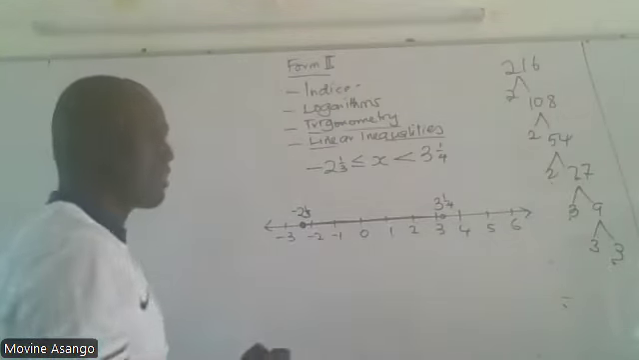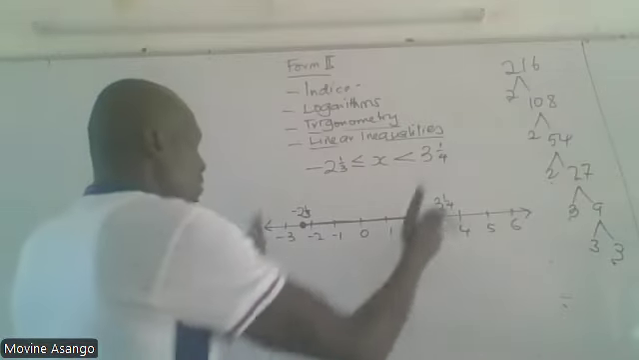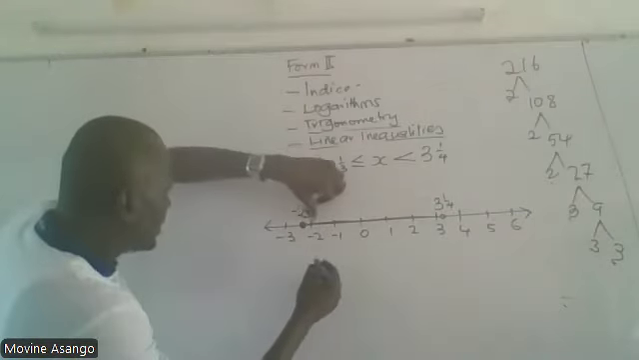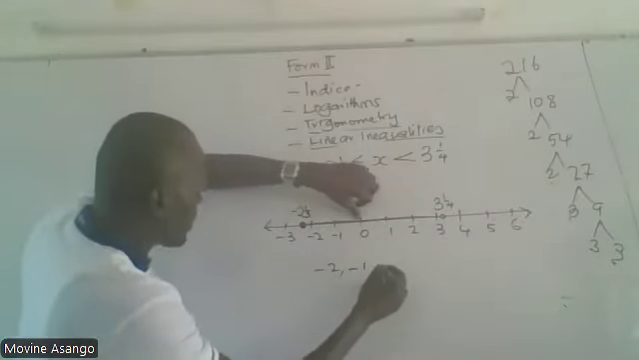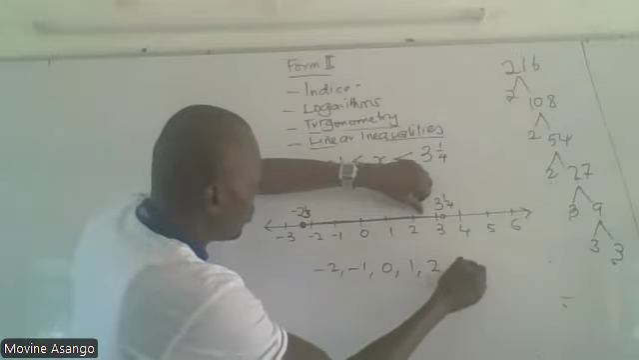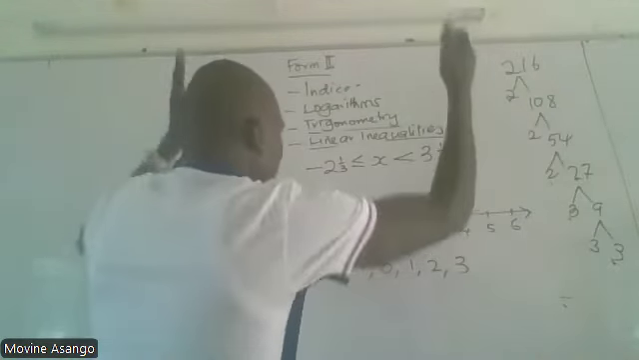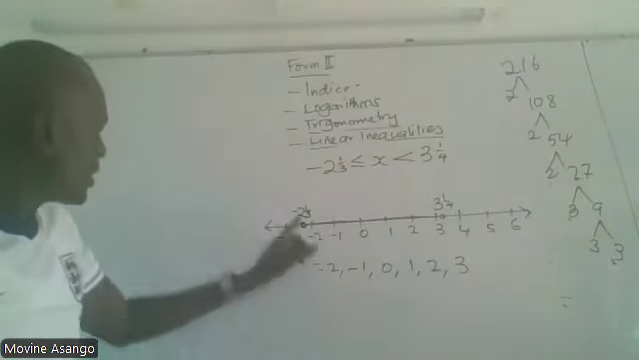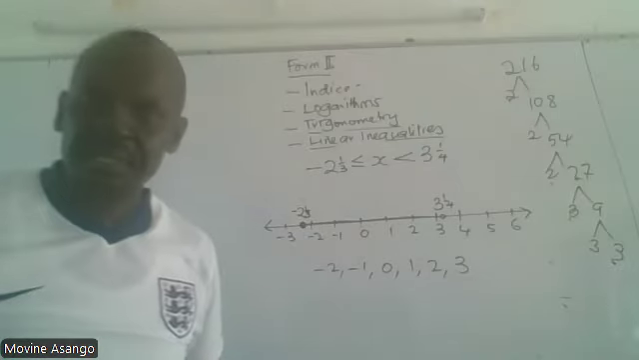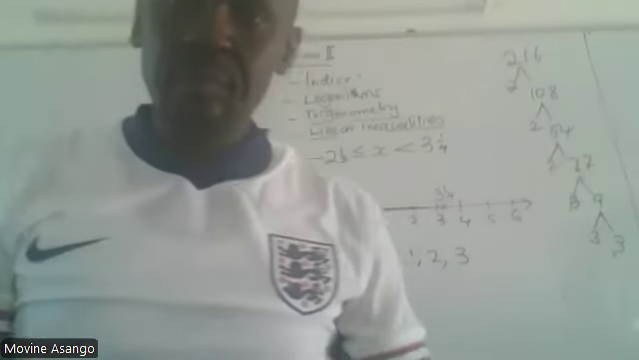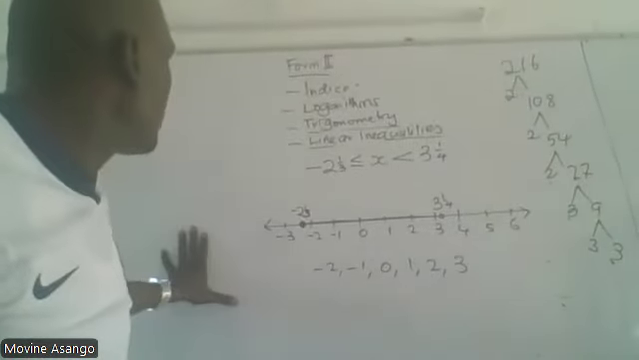What about the integral values? You pick the integers within that domain, and the integers are -2, -1, 0, 1, 2, 3. Those are the integers falling within. These ones are not integers, they are mixed numbers. So you have to look into that.